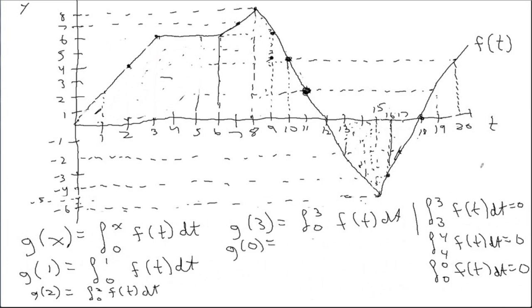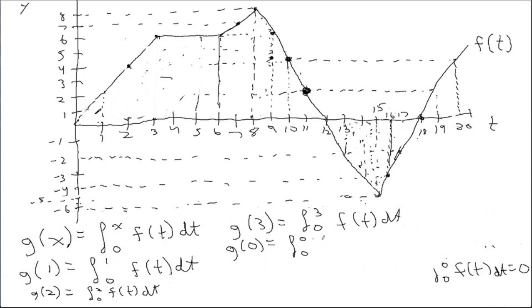So what's this? Oh, g of 0. Zero, because what does g of 0 mean? It means the integral from 0 to 0. And what is that integral? Zero, as we were just talking about, anytime the two limits are the same.